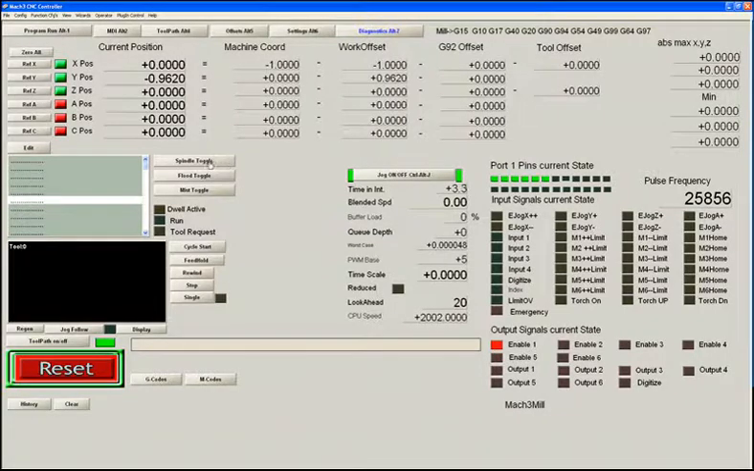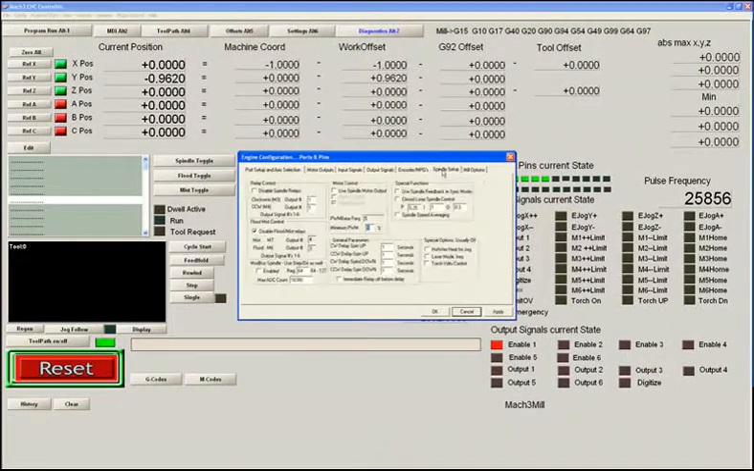Now you'll notice whenever I toggle the spindle on, we get a dwell active, just for a moment, and it shuts off. If we look at the configure ports and pins and go back to the spindle, you can see here under general parameters we have a spin up delay and a spin down delay for each direction.